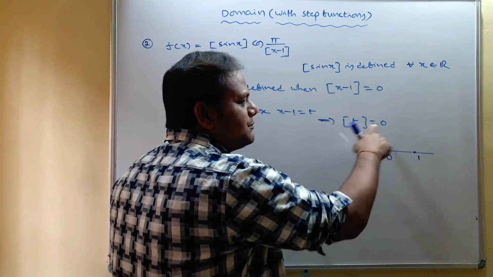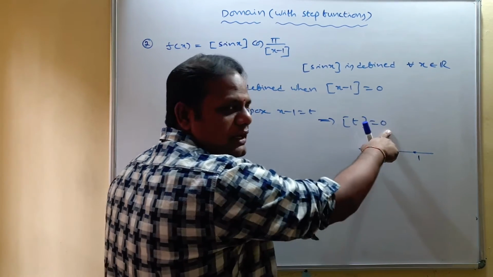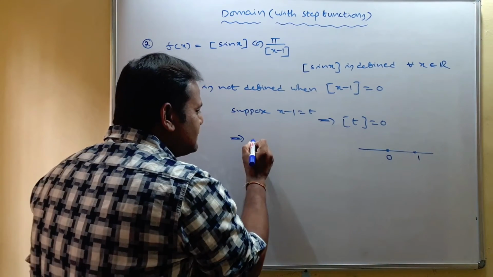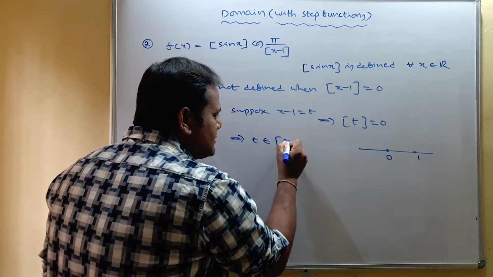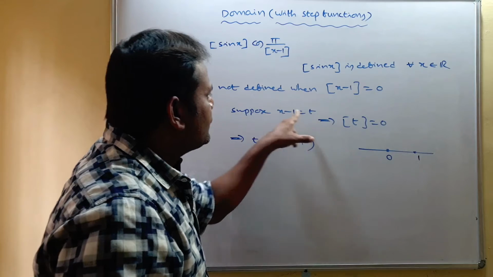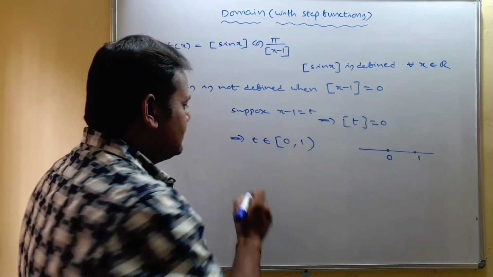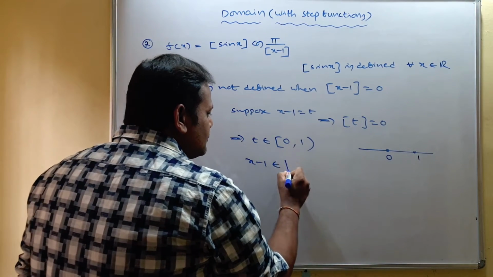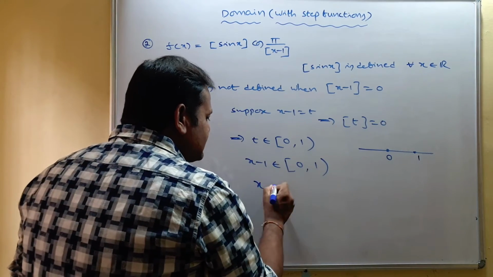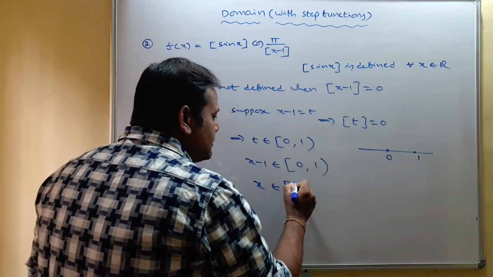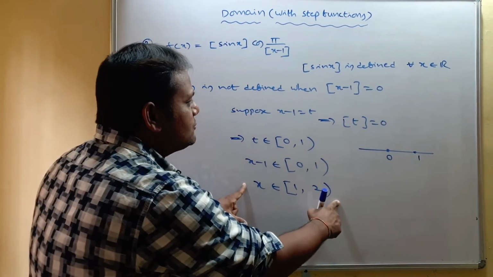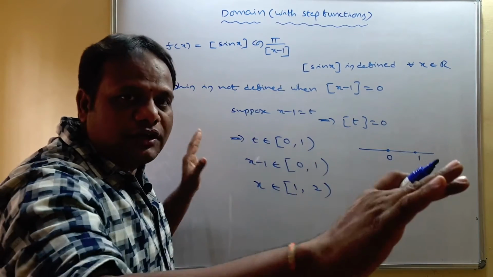If it is 0.something, that is 0, you know. If it is 0, then also 0, right? So can you tell what about the values of t? Yes, t belongs to [0, 1). But what is t? We have taken x minus 1 as t. So x minus 1 belongs to [0, 1). We want x, so add 1, then you get x belongs to [1, 2). Is it clear? So for these values of x, this function is not defined.